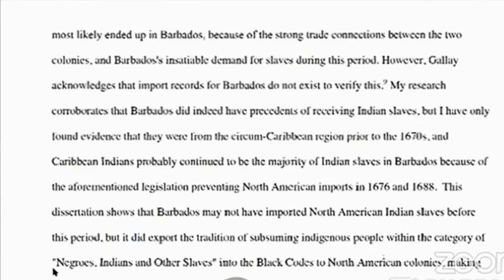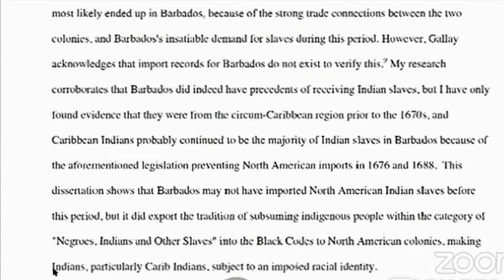This dissertation shows that Barbados may not have imported North American Indian slaves before this period, but it did export the tradition of subsuming indigenous people within the category of Negroes, Indians, and other slaves. All right, once again, it did what? It did export the tradition of subsuming indigenous people within the category of Negroes. Negroes. Who? Indians. Negroes. So by the time you get up to the States, now you're a Negro. And then they say, oh, then the Indians started mixing with the Negroes. What you mean is the same people.